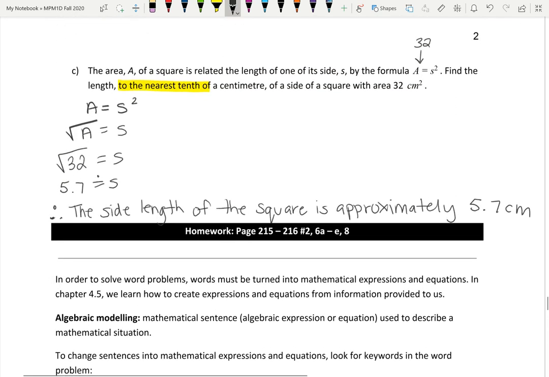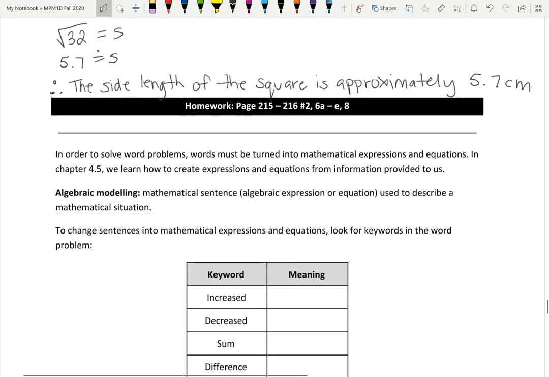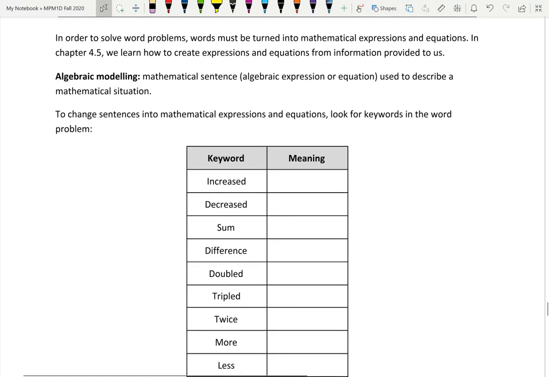So that's the end of 4.4. So 4.4 is just rearranging formulas, okay? So there's some homework questions for you to try there. Let's move on to 4.5. 4.5 is just a small extension of 4.4, still rearranging, but just in word problems now.